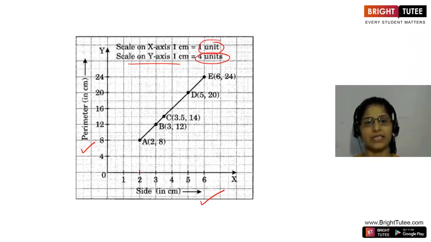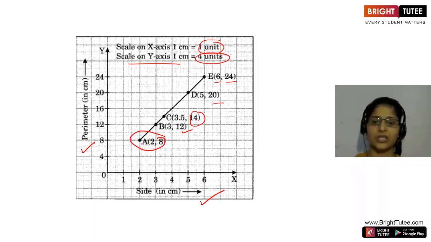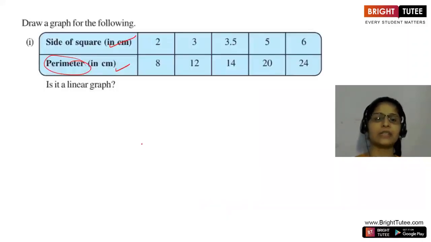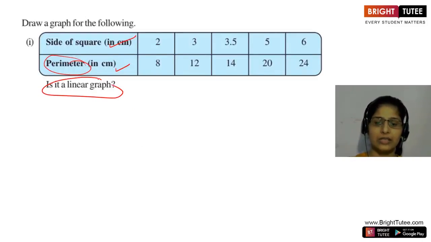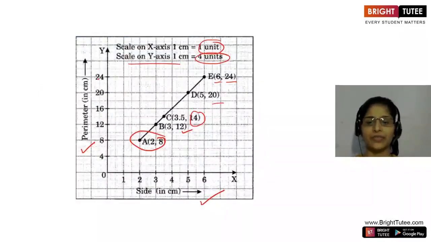Now the first one is, when the side is 2, the perimeter is 8, that is 4 into 2. The second, when it is 3, it is 12. When it is 3.5, it is 14, and the next is when it is 5, it is 20, when it is 6, it is 24. So we see that a straight line is obtained here, and it is a linear graph. So they were asking that you have to represent this in the form of a graph and then check whether it's a linear graph or not. So yes, it is going to be a linear graph.